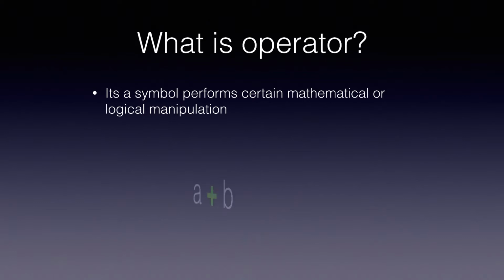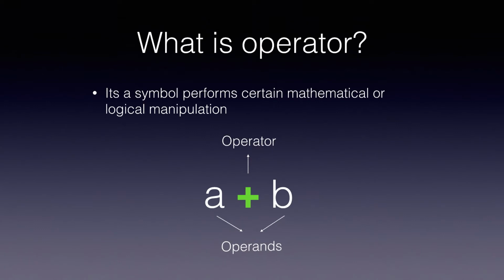Take a look at this example: a plus b. Here plus is the operator, and a and b are the operands. We cannot perform this addition operation on a single operand. It requires two operands. These kinds of operators are called binary operators. When an operator requires a single operand, then it is called a unary operator.